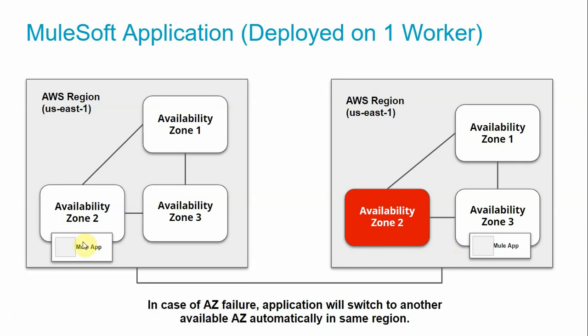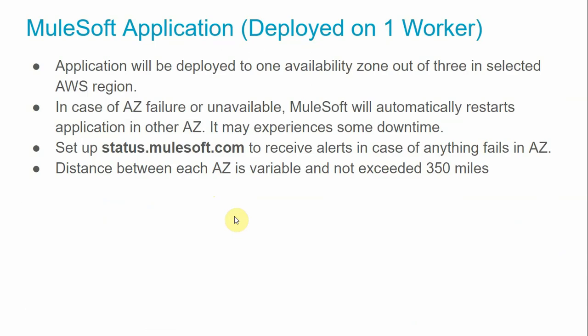So in that case, we require some sort of downtime to move the application from zone 2 to zone 3, but it will happen in the same region. So basically, the application is deployed to one availability zone out of three in the selected AWS region. In case of AZ failure or unavailability, Mule will automatically restart the application in another availability zone, and it may experience some downtime because you are moving the application from one AZ to the other AZ. If you want to get notified when an AZ fails, you can set up something like that at status.mulesoft.com. And the distance between two AZs will not exceed more than 350 miles.